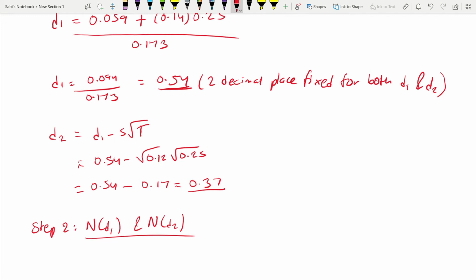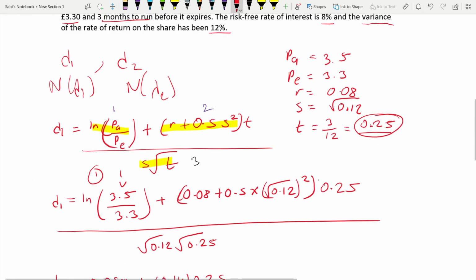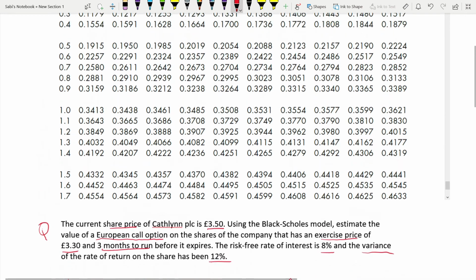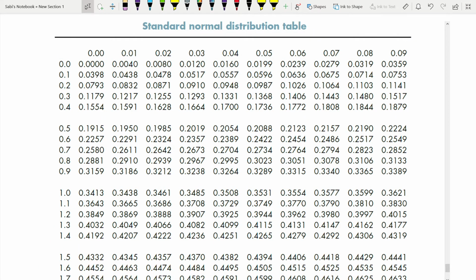How are you going to find out? Keep it like this: N for D1, okay? For D1 it is 0.54. For D2 it is 0.37. Now we'll go and use the table. So it is 0.54. How do you read? First I'm finding for D1, which is 0.54.